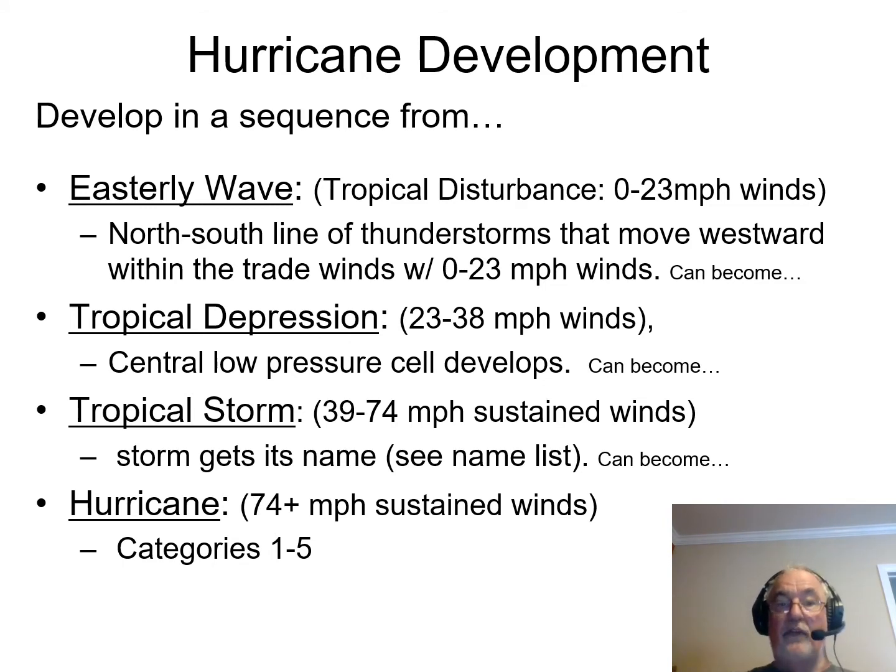So all of this sequence is important. All hurricanes were once tropical storms. All tropical storms were once tropical depressions, and all tropical depressions were once easterly waves. But not every easterly wave will develop into a tropical storm or a hurricane. For that matter, all tropical storms don't become hurricanes. The ones that do will change their name from tropical storm, with the name beginning with the letter A, to hurricane with that same name.